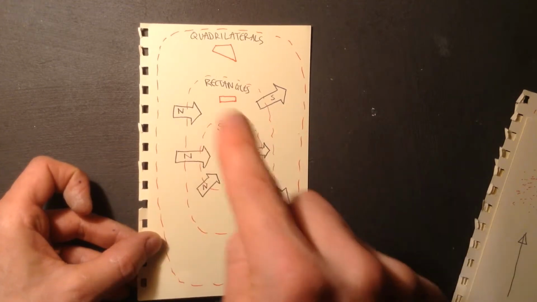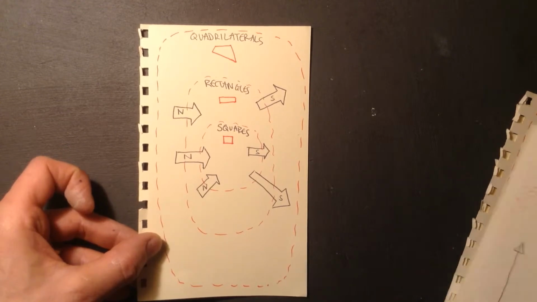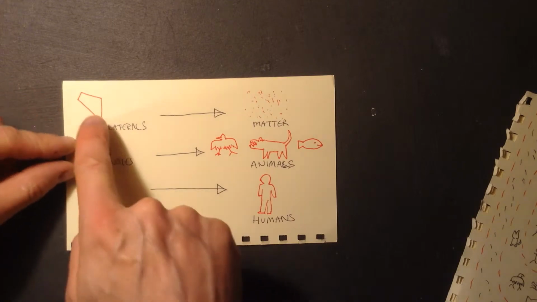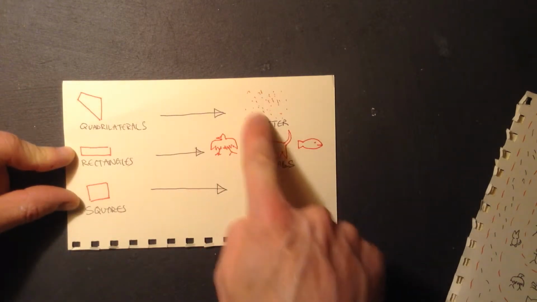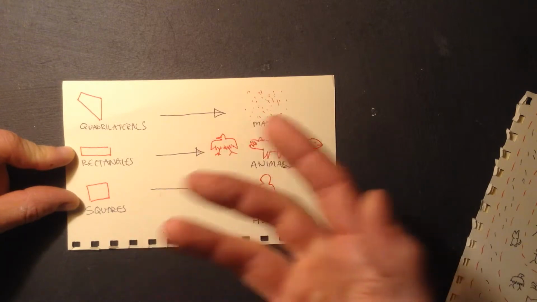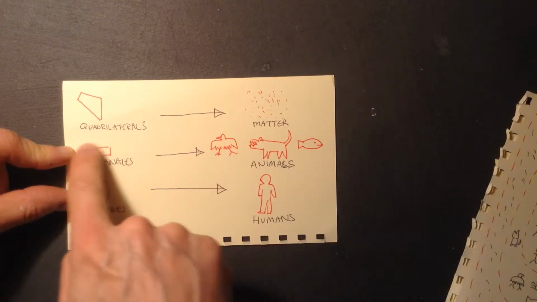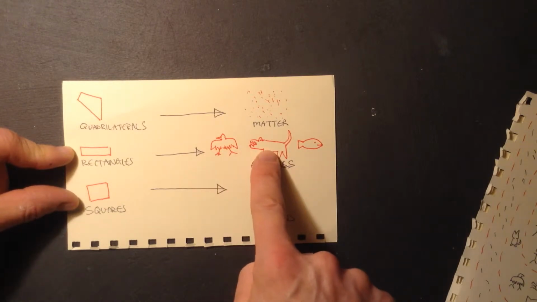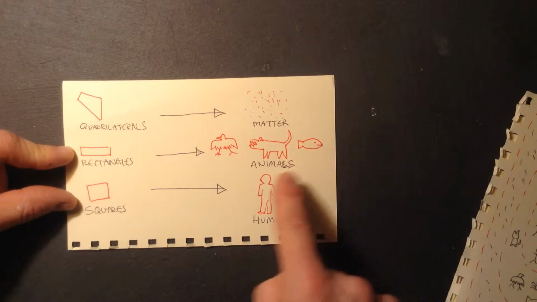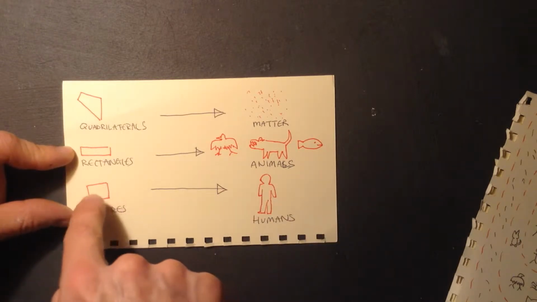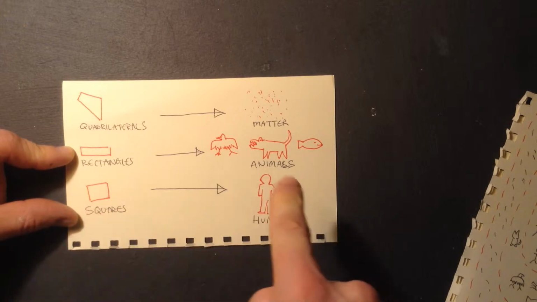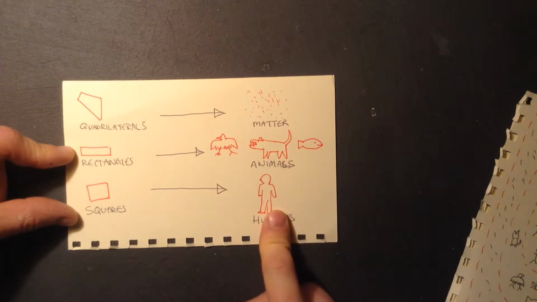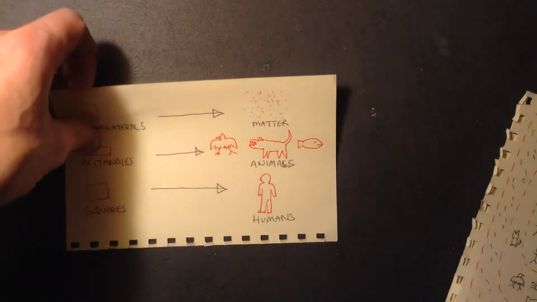Now I'm going to try and do the same thing, but substitute in something else. What if instead of quadrilaterals we say matter or elements, or all physical stuff? And what if instead of rectangles we talked about animals? There's a picture of a bird, a dog and a fish. I'm not very good at drawing, you probably guessed that by now. And instead of a square we can talk about humans. So instead of quadrilaterals, rectangles and squares, we talk about matter, animals and humans.